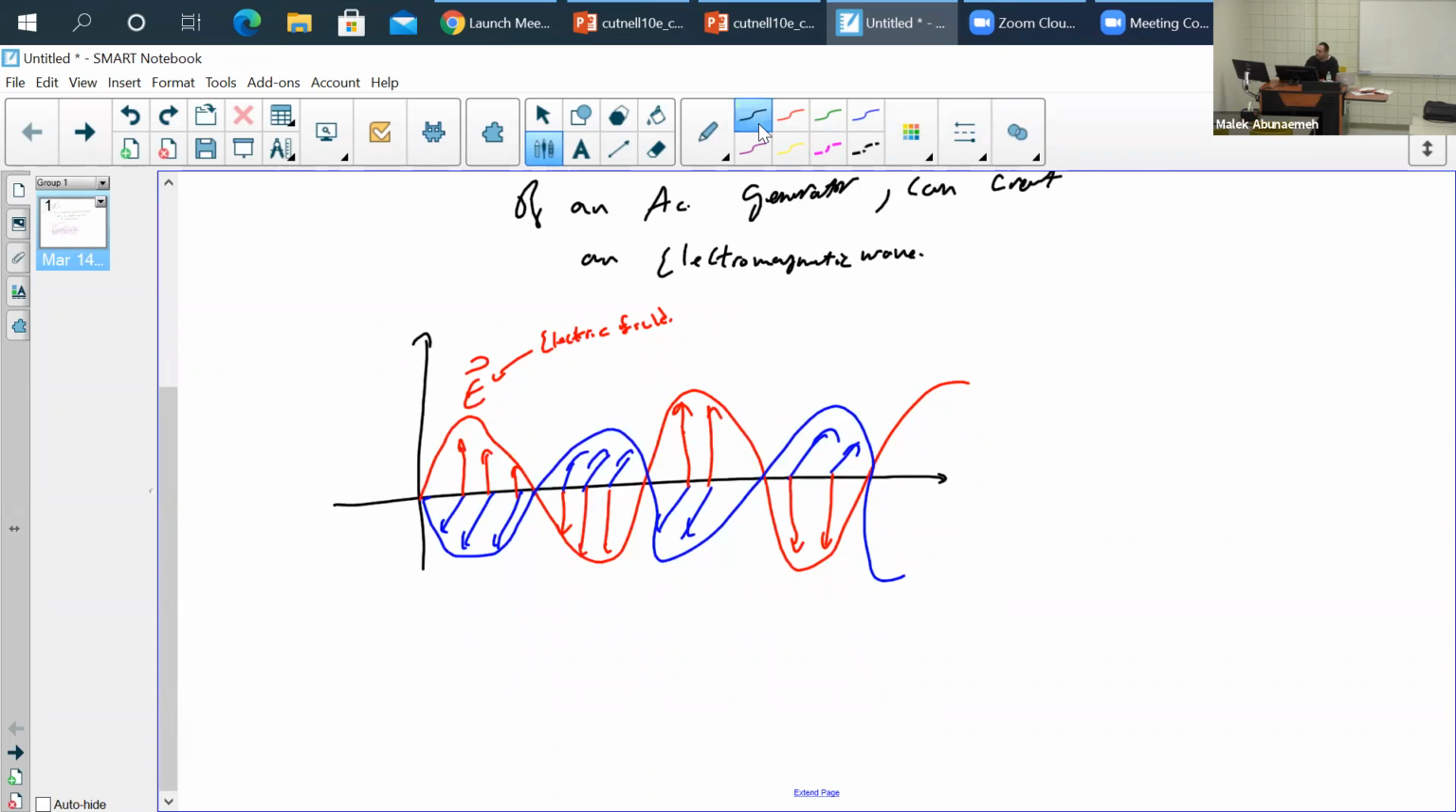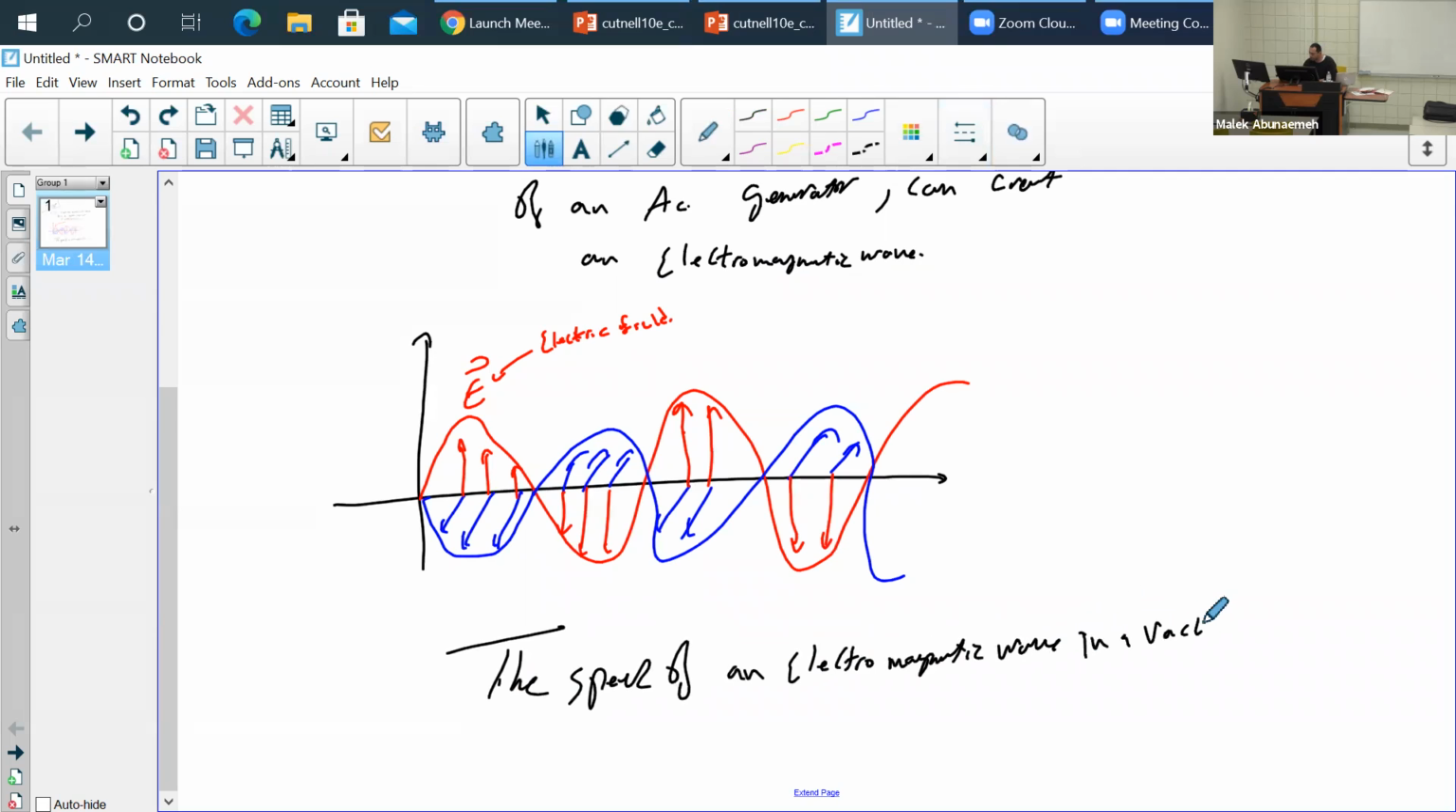Now, the speed of the electromagnetic wave in a vacuum, we give it a letter C, which is going to be approximately 3 times 10 to the 8 meters per second.